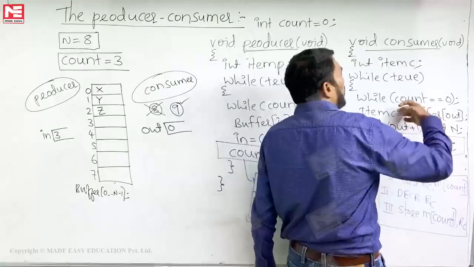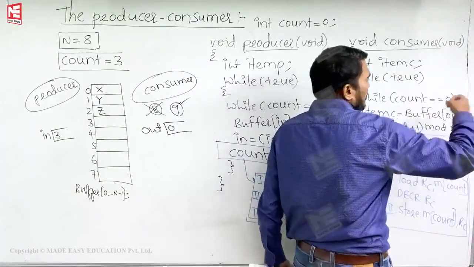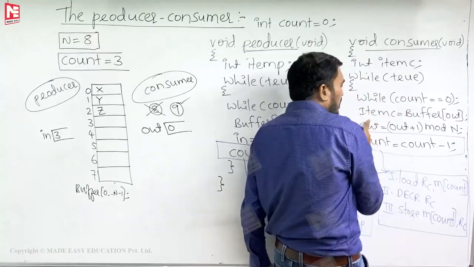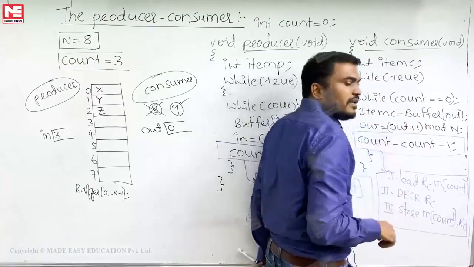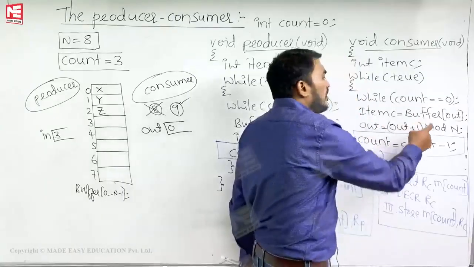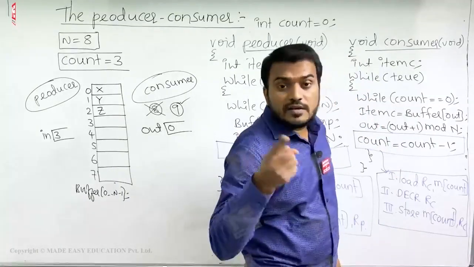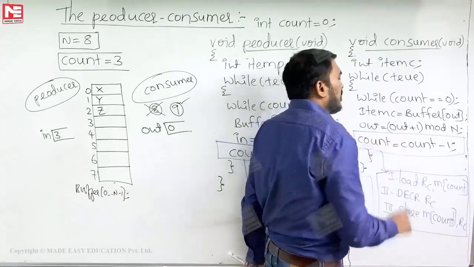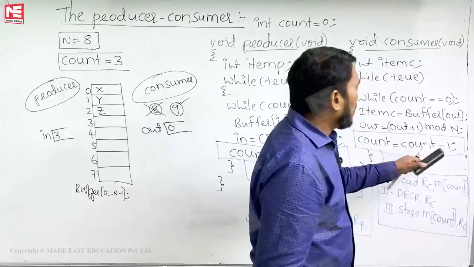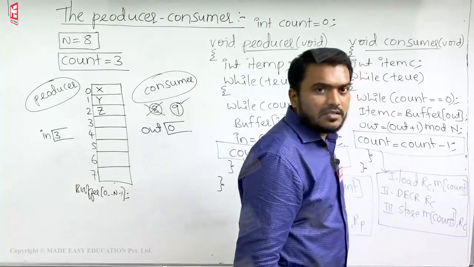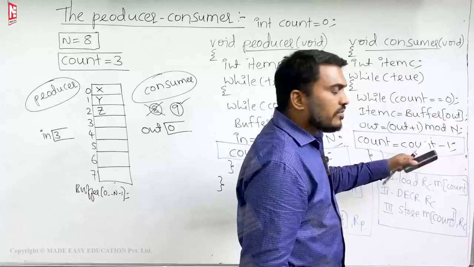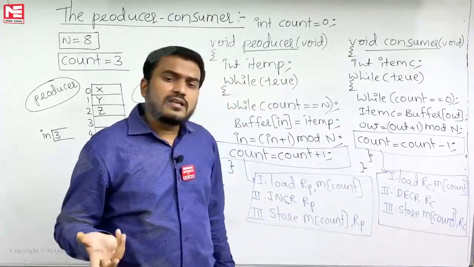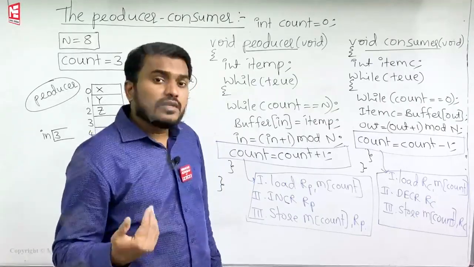Next, what are you doing here? Buffer of out. You are consuming the item, buffer of out, and storing it in item C. After that, you are incrementing the out value, out equal to out plus 1 mod n. Why are you using the mod operation here? Same thing, to repeat the values from 0 to 7. And next, you are decrementing the count value. So count equal to count minus 1, because we consumed one item from the buffer, so obviously count should be decremented.